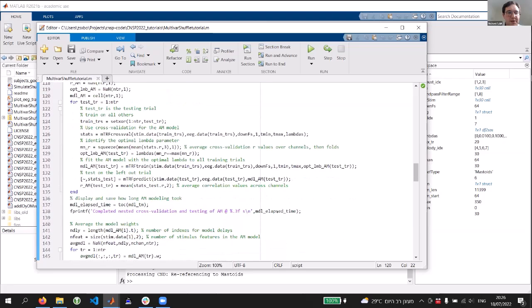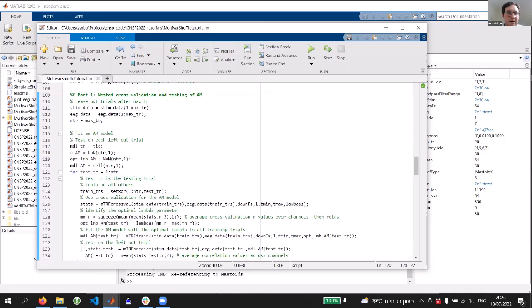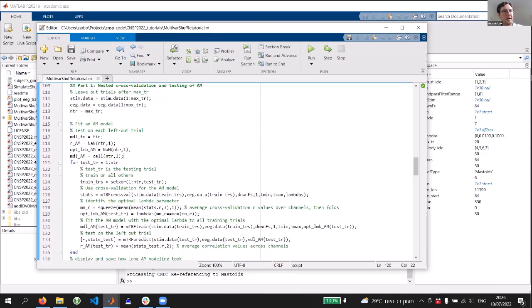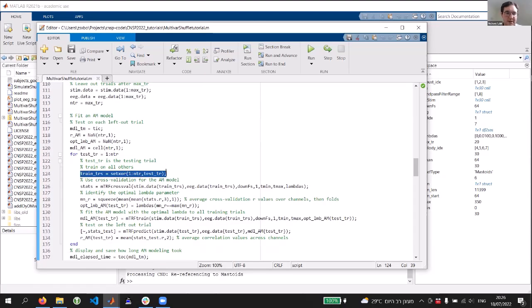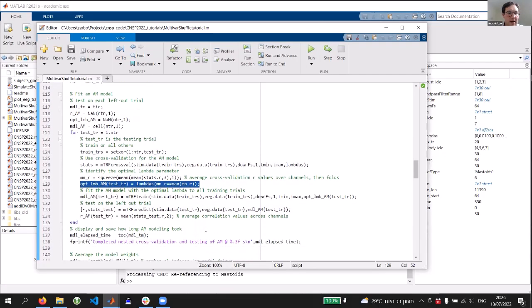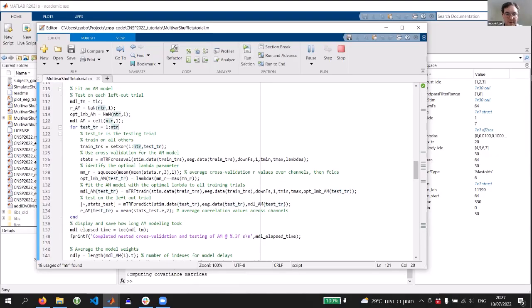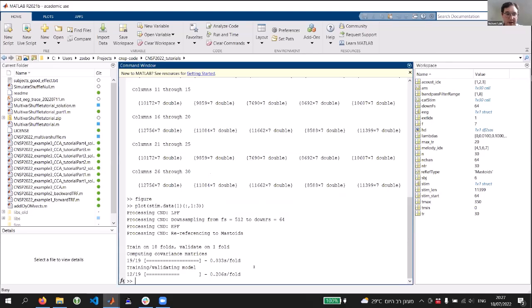analysis. So what we're doing here is cross-validation and testing. So this is just to fit the model. And I'm doing it by leaving out a trial and training it on the rest of the trials. So this includes finding the optimal lambda value. That's what we find here. And then getting the model on that training data and testing it on that left out trial. So that's what this is labeling. So I'll just run this. It can take a little bit of time. We're working with 20 trials.